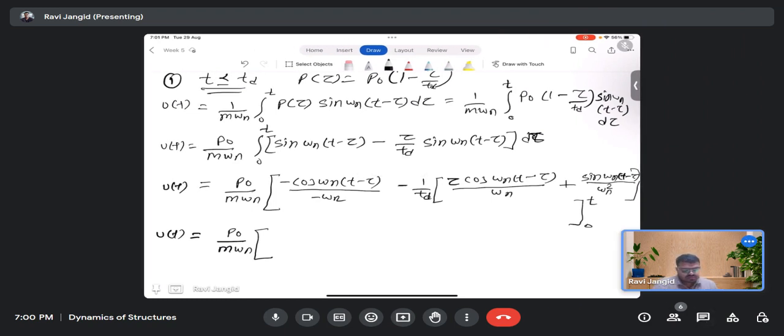Anyone with the expression? So I'm getting this: 1 minus t by td, cos omega n t, minus t by td, plus sine omega n t over omega n td. Is it correct? Are you getting the same?